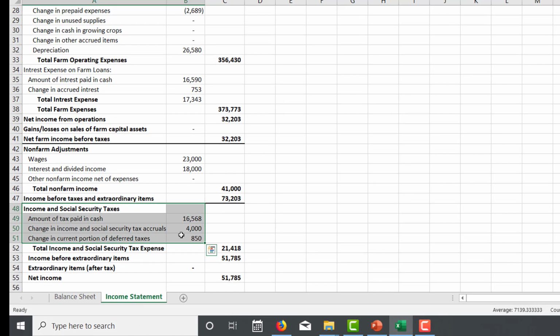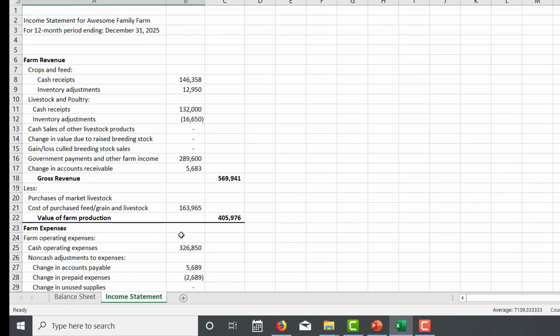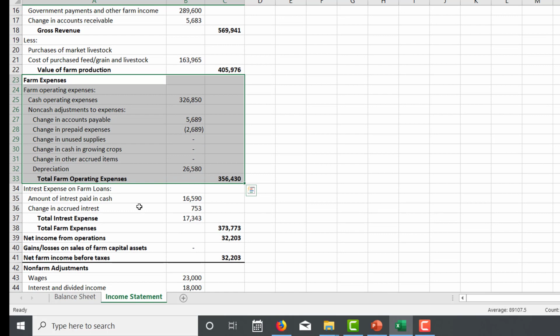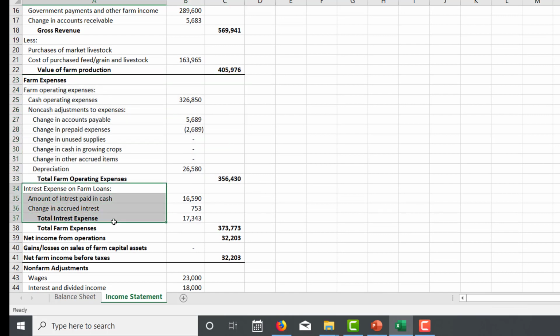And the thing that I want to point out to you is the commonality between this income statement and the other. It always follows the same process. We have a revenue group, and at the end of that revenue group, we have a gross margin number that shows the value of what we produced on the farm that year. We have an expense group, and we have a total of operating expenses. It's also very common to have the interest broken out into its own category so that we can have a total interest expense, and then from there get a total of all farm operating expenses. And then we find out the actual profit.